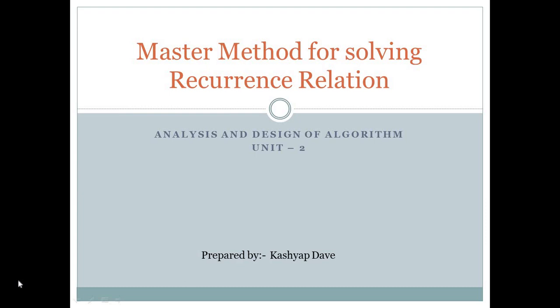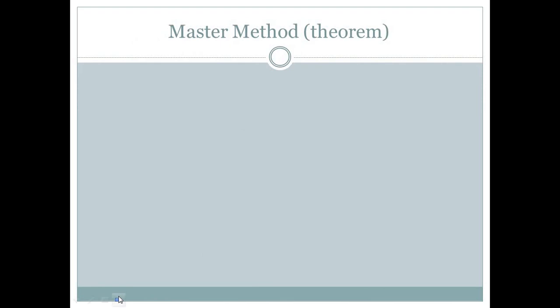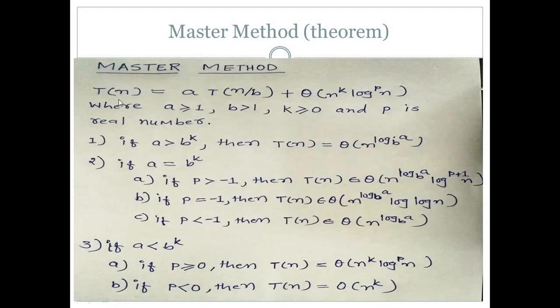In the previous video lecture we discussed the form of the master method. In it we have seen that our equation should be in this form. In that, a must be greater than or equal to 1, b, the divisor of n, must be greater than 1, n raised to k here, so k must be greater than or equal to 0, and the logarithm's power, this p, will be a real number.